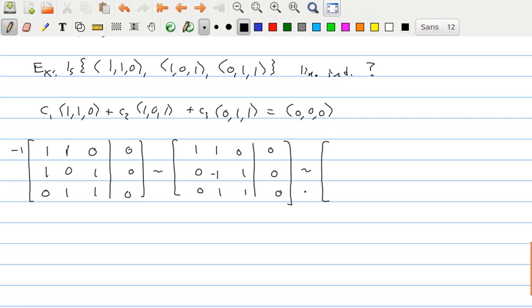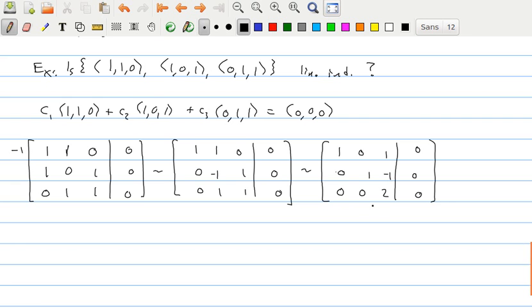Okay, to row reduce this more, we can now take the middle row and add it to the top row and the bottom row. So if we add it to the top, we've got 1, 0, 1, 0. If we add it to the bottom row, it gives us 0, 0, 2, 0. And then let's multiply the middle row by -1. So this gives us 0, 1, -1, 0.